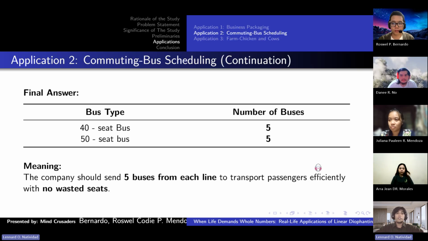And to end our discussion for the application part, here's Mr. No to discuss the last one.